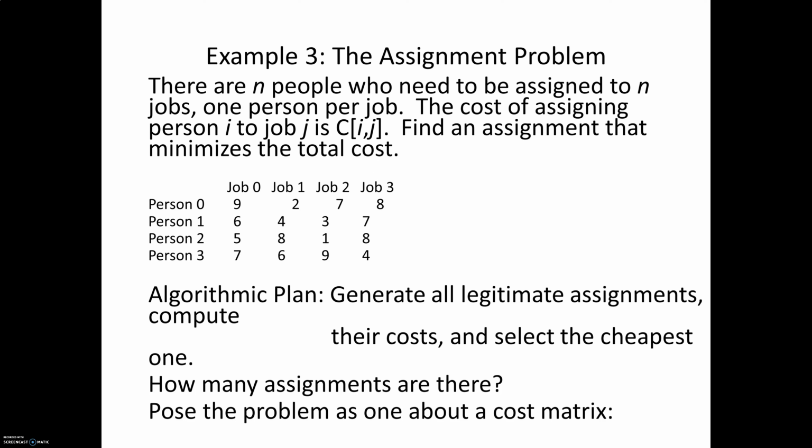Let me repeat the problem statement once again. N people are to be assigned n jobs. The constraint of the problem is one person, one job. The objective is to minimize the total cost. For that, you are required to generate all assignments.